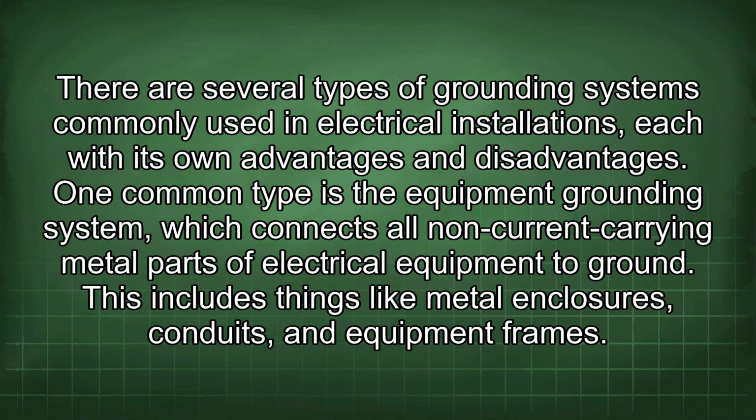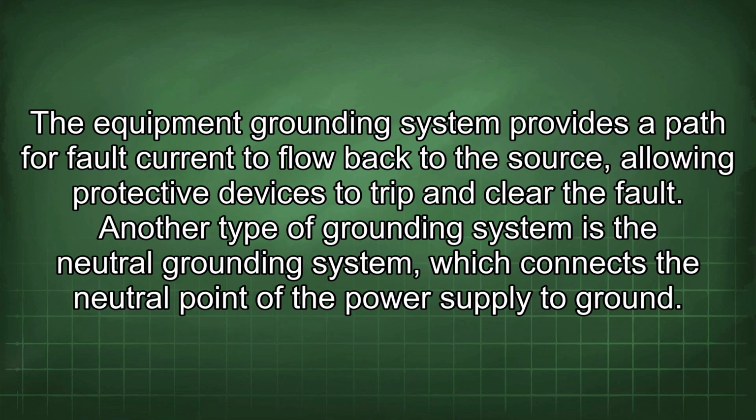There are several types of grounding systems commonly used in electrical installations, each with its own advantages and disadvantages. One common type is the equipment grounding system, which connects all non-current carrying metal parts of electrical equipment to ground. This includes things like metal enclosures, conduits, and equipment frames. The equipment grounding system provides a path for fault current to flow back to the source, allowing protective devices to trip and clear the fault.